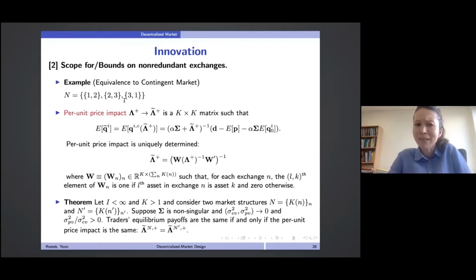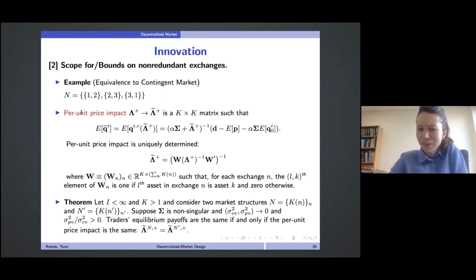Well, with that, we can ask, what's the scope for introducing new venues? Could we perhaps put a number on it? Well, the intuition behind the general result can be seen in a simple example. Let's consider a market with 3 venues, each for a pair of assets.